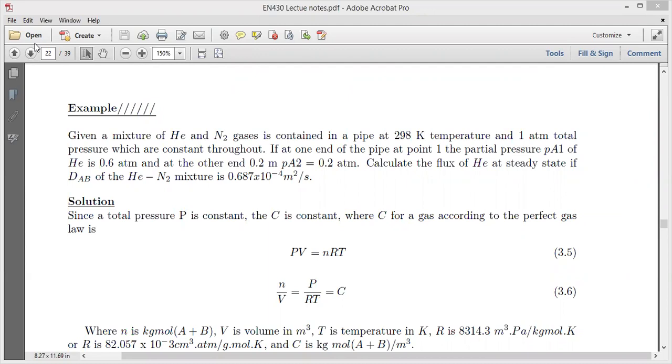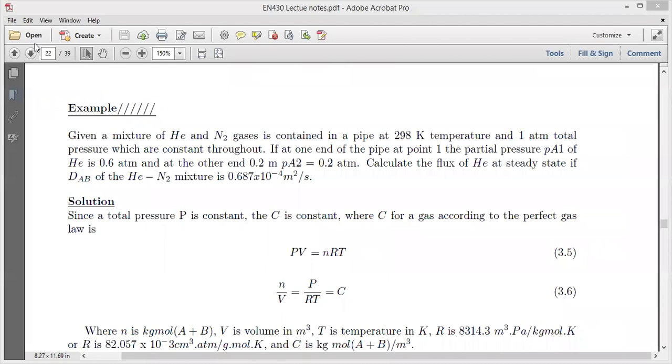of the helium nitrogen mixture is 0.687 times 10 to the power -4 meter squared per second. Okay, so the question says calculate the flux of helium at steady state, if the diffusivity of the helium nitrogen mixture is 0.687 times 10 to the power -4 square meters per second.